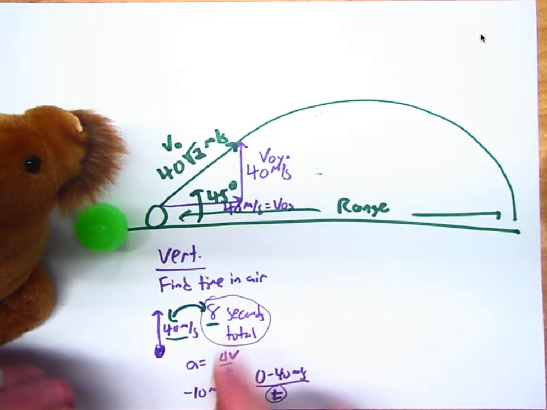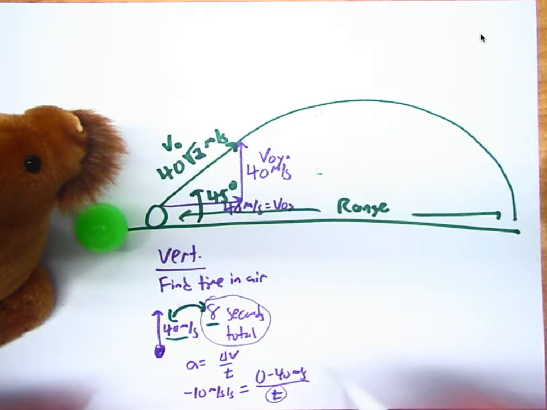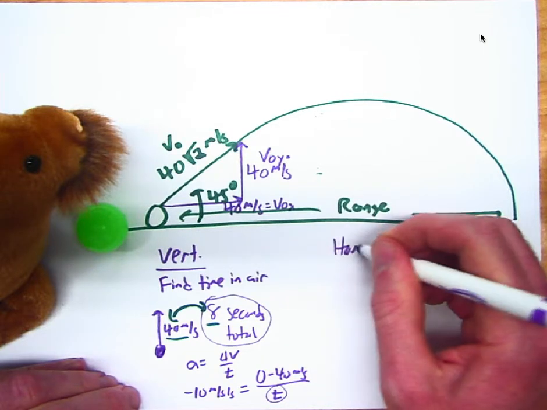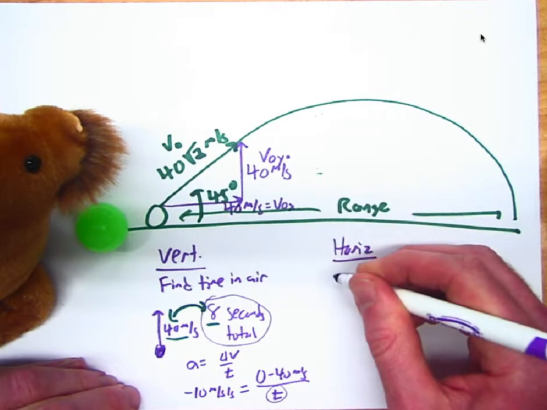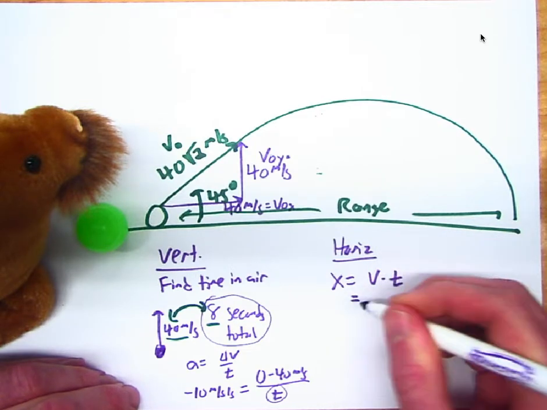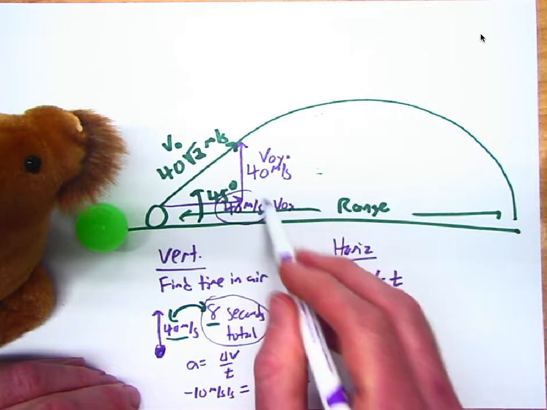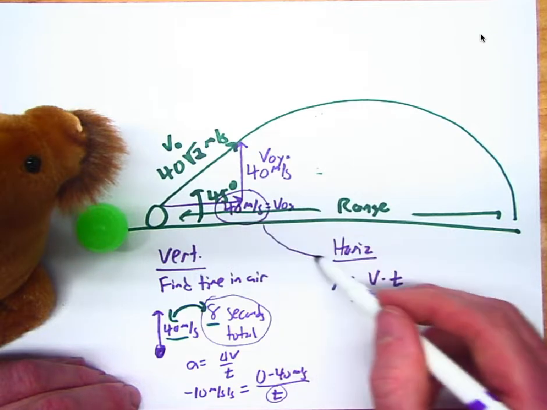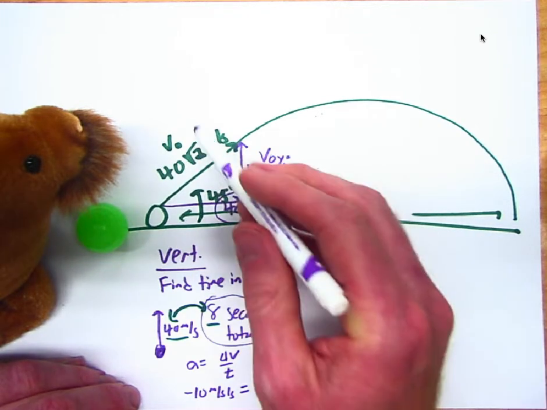Okay, now that I have the total time that it's going to spend in the air, in the horizontal direction, now I can find the range. X equals v times t. In the horizontal direction, it's going at a constant speed of 40 meters per second. So that one's going to come right here. Wait, isn't it going 40 root 2?